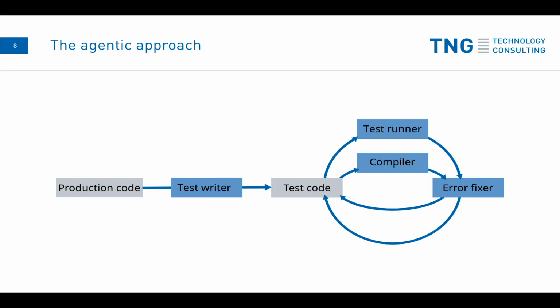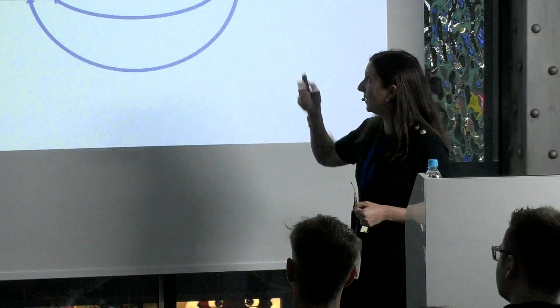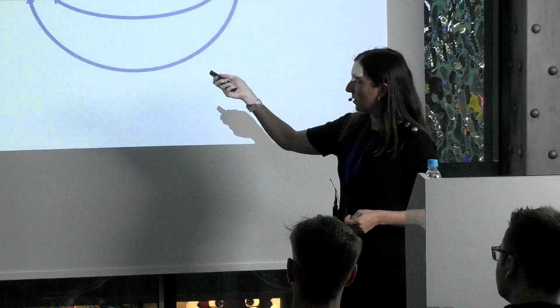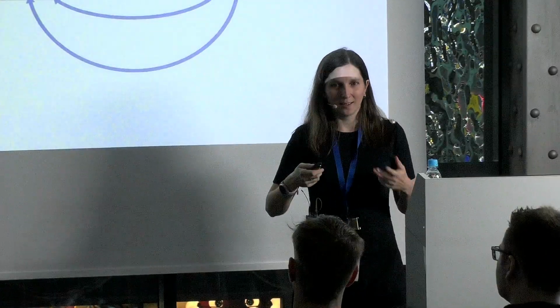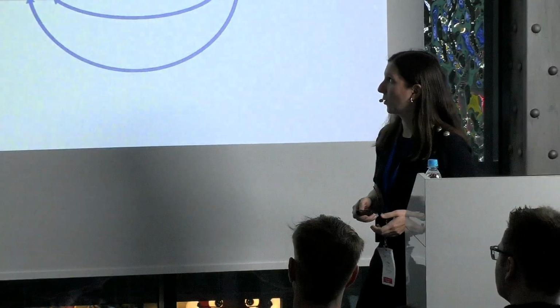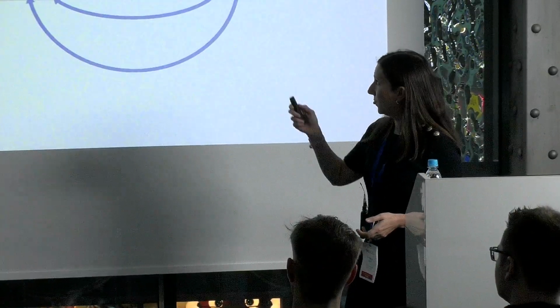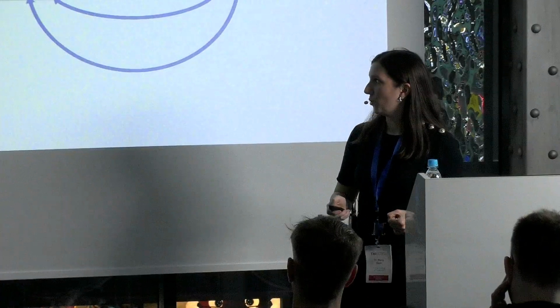And then the test code goes through a feedback loop, because typically it won't be working on the first try. And so it's going to go through a loop with a compiler and a test runner, and an error fixer that will fix any error that is flagged by this compiler and test runner. And this improves the test code, and so at some point it finishes, hopefully everything works, and we have working test code.